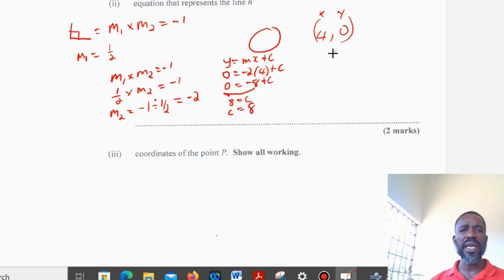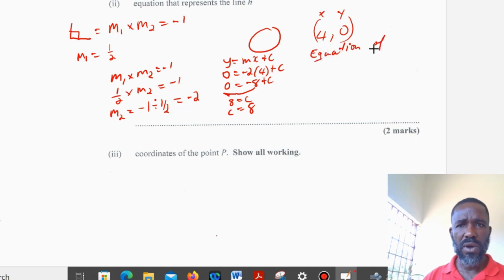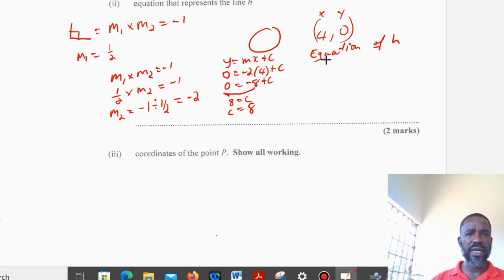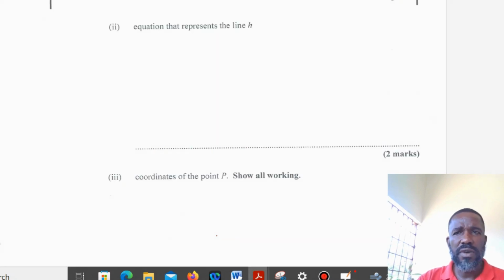So now that we know that c is equal to 8, the equation of H is equal to what? y equal to negative 2x plus 8. So that's what we are to write.